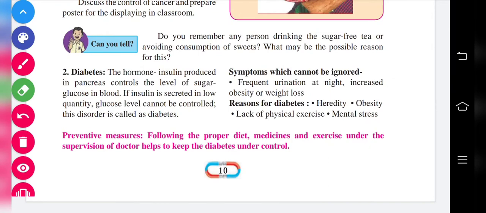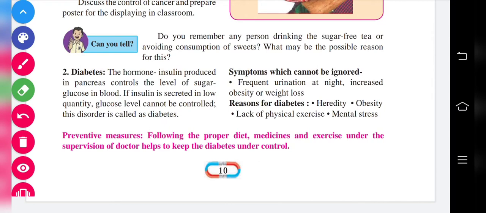What is diabetes? The hormone insulin produced in the pancreas controls the level of sugar, glucose, in the blood. Our pancreas secretes insulin, so insulin controls the sugar level in our blood. But in a diabetes patient, insulin secretion is very low. So diabetes patients take external insulin injections, you know about that, and drink sugar-free tea for that purpose.